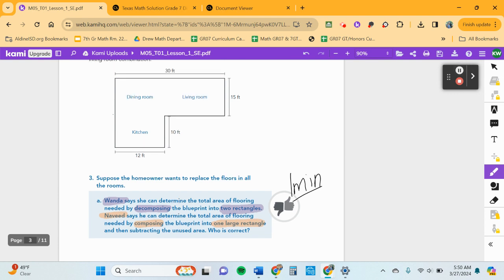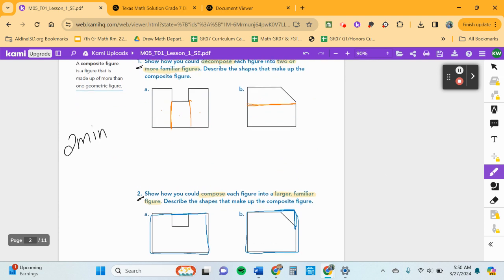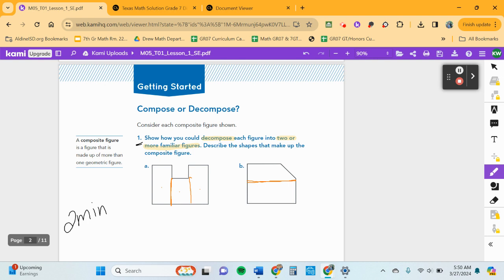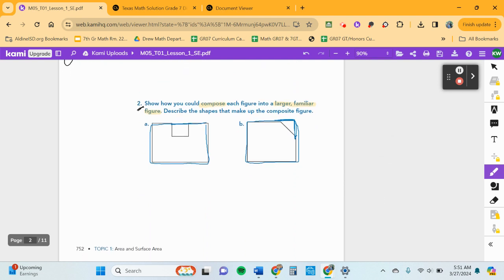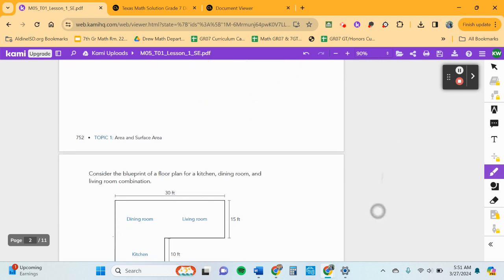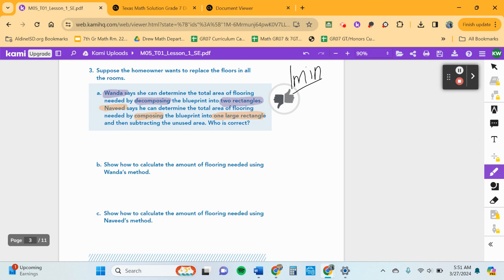All right, now that you've discussed, let's sum it up. So Wanda and Naveed, both of them are essentially saying what we did in the first part of the Getting Started. Wanda is saying, I can decompose my figure, break it down, find the areas, and put it together. Naveed is saying, I can make it one big shape and then subtract the part I'm not using. So they're both correct. Now we're going to calculate the amount using Wanda's method and Naveed's method.